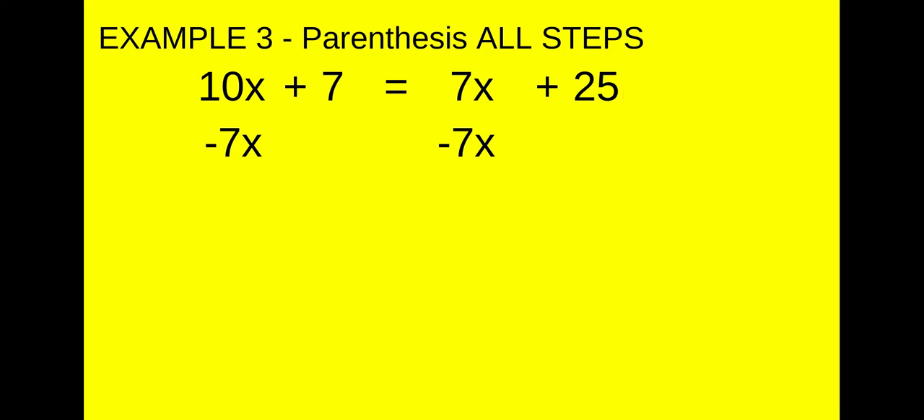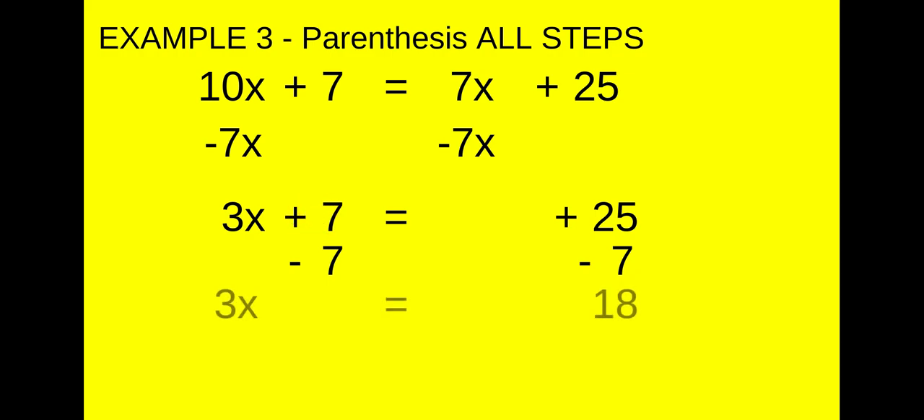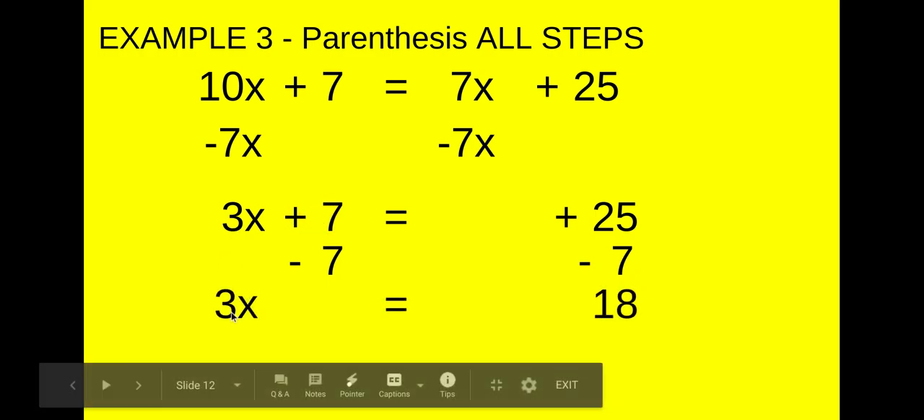So I subtract 7x from both sides. My 7x's will cancel out. My 25 right here will come down. My 7 will come down. And then 10 minus 7 is 3. Remember, my goal is to get my variable by itself. So I want to get this 3x right here by itself. So this plus 7 has to go away. The inverse of plus 7 is negative 7 on both sides. The 7's cancel out. I bring my 3x down. I get 18 on the other side.